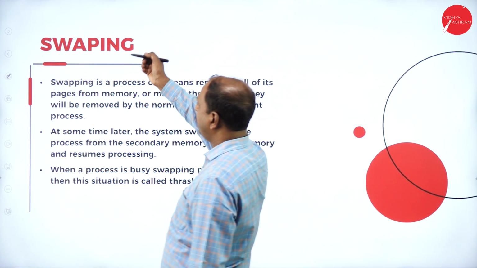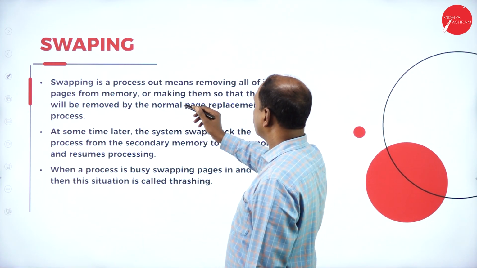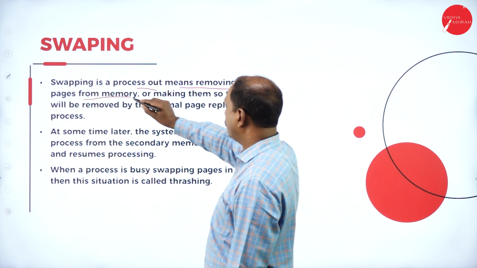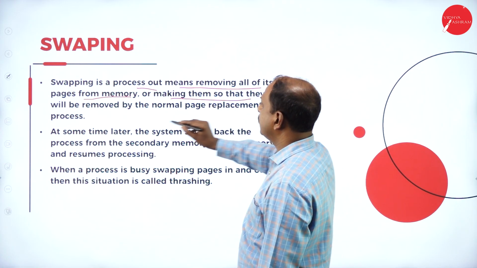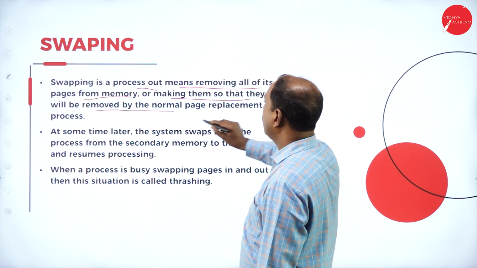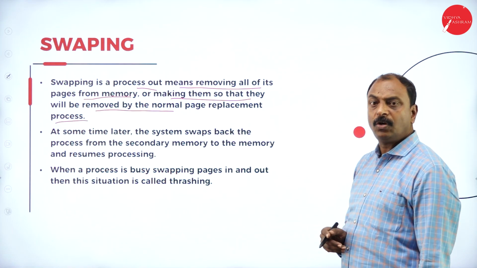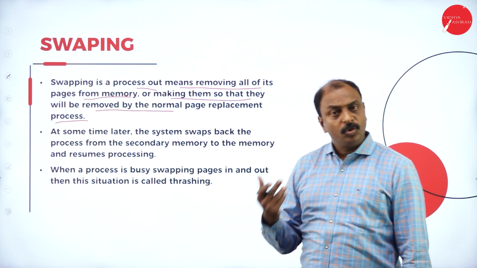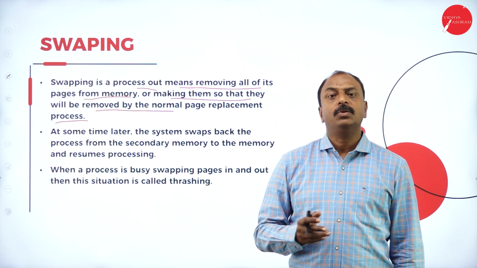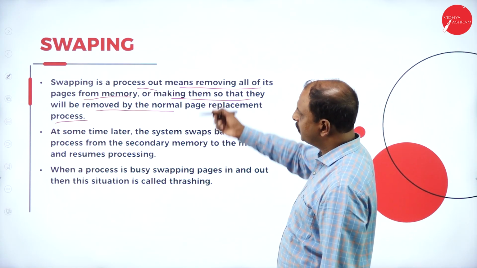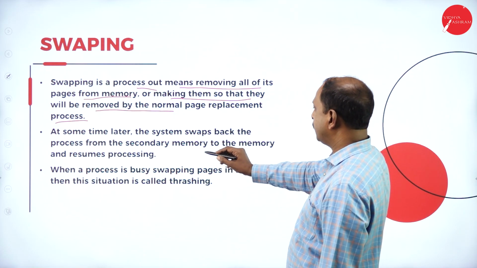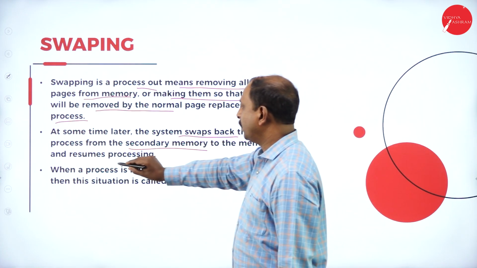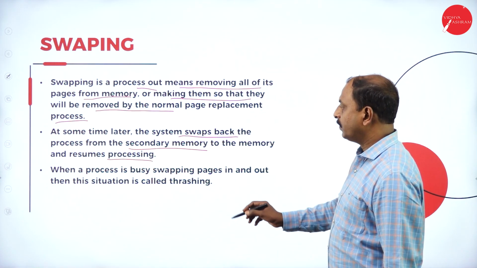Next concept is swapping. As I have already explained, it is a process of swapping out, meaning removing all of its pages from the memory, or making them so that they will be removed by the normal page replacement process. Swapping is the process of moving pages from secondary memory into main memory, and moving pages from main memory into secondary memory devices. That's the concept of swapping. So at some time later, the system swaps the process back from secondary memory into the main memory and resumes processing.